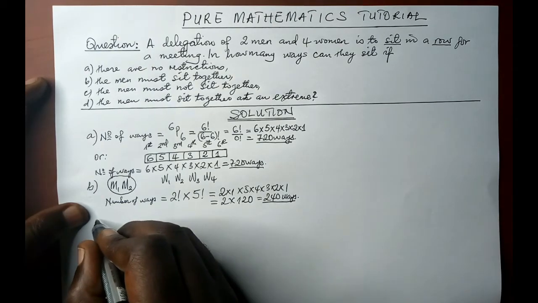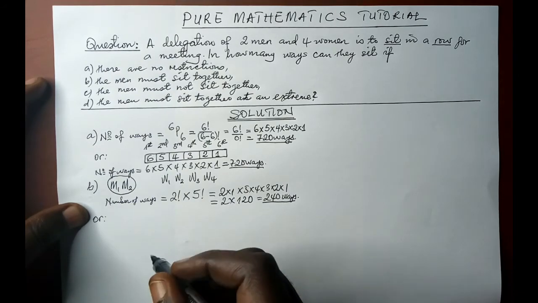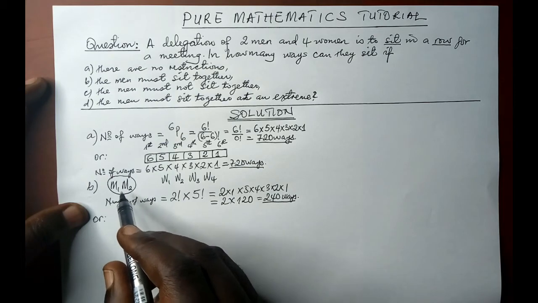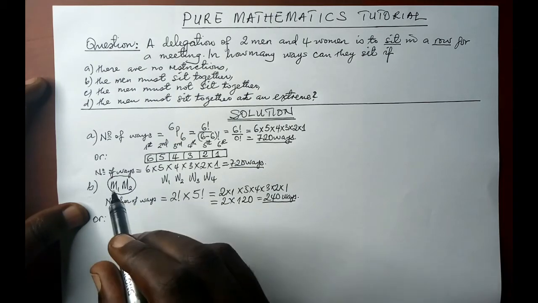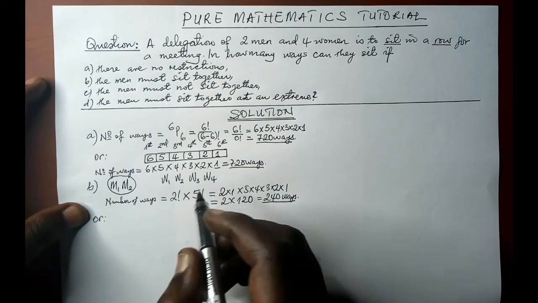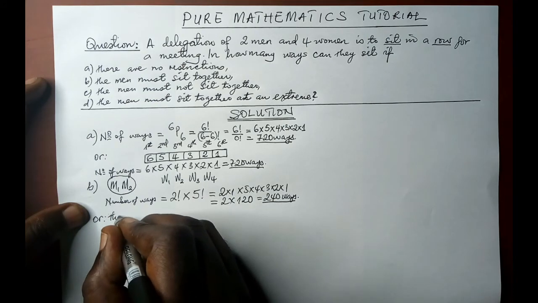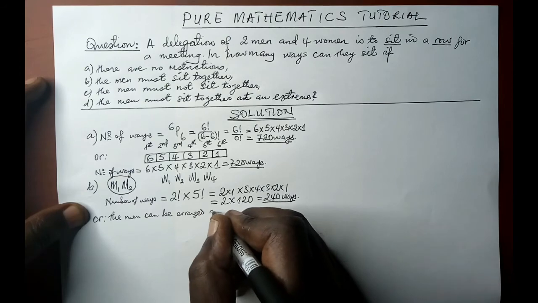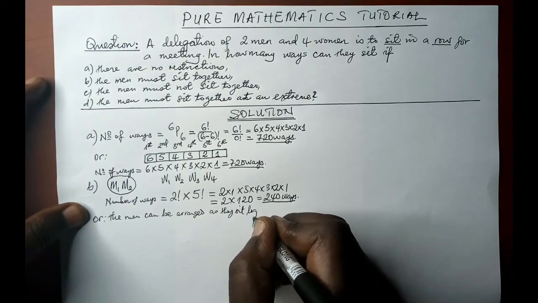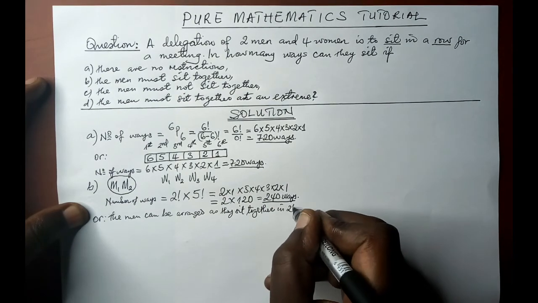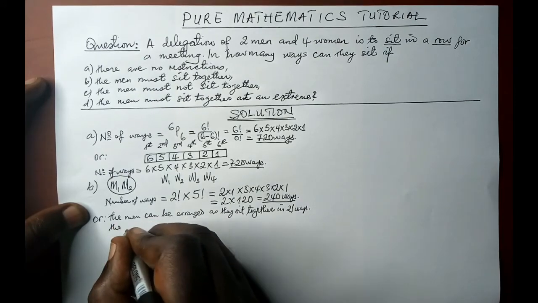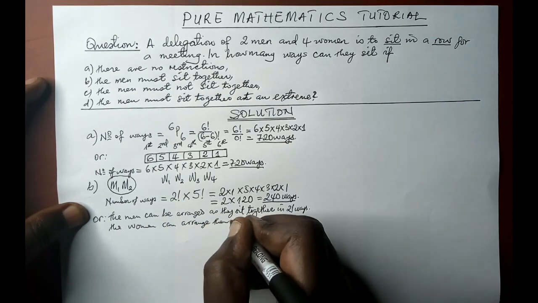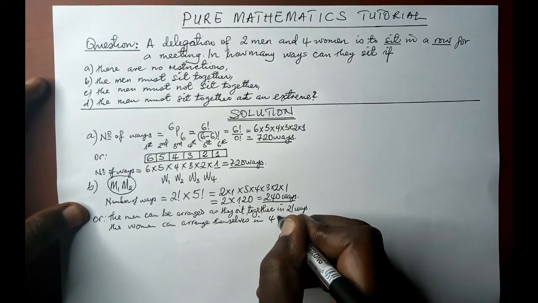Another way of looking at the question would be looking at the way we can arrange the women first, and looking at the way we can arrange the men also, and then looking at the way the men can come and fit themselves amongst the women. So we could also talk of the men can be arranged as they sit together in 2 factorial ways. The women can arrange themselves in 4 factorial ways.